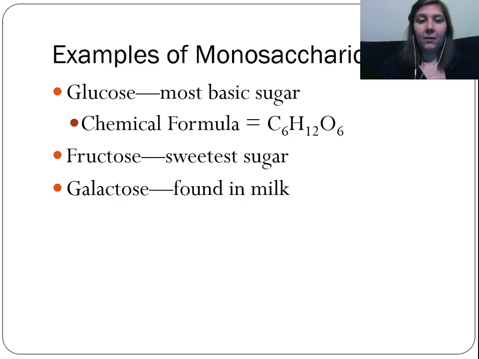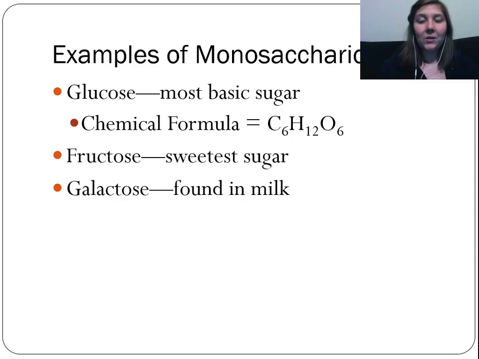Examples of monosaccharides are glucose, which is the most basic sugar. That's what plants produce through photosynthesis. The chemical formula for glucose is C6H12O6, and you will need to memorize that formula.